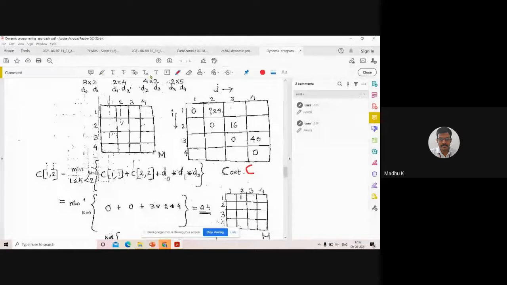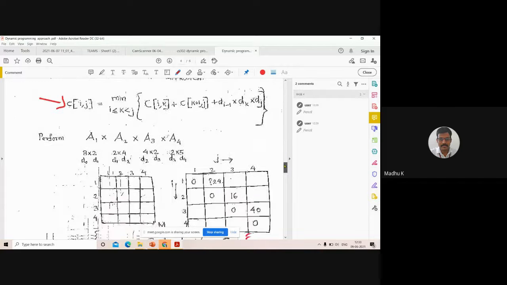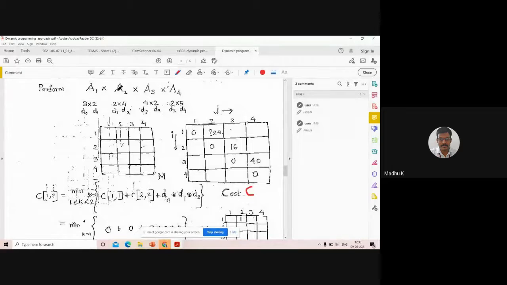This is the equation. There is a matrix C and there is another matrix M, and this is the equation for calculating the cost, C of ij. You should study this equation. Then the question is to perform A1 into A2 into A3 into A4. The size of A1 is 3 by 2, size of A2 is 2 by 4, size of A3 is 4 by 2, size of A4 is 2 by 5.